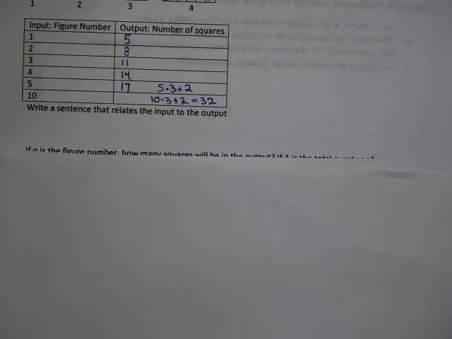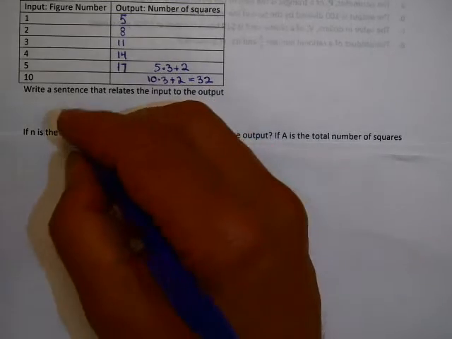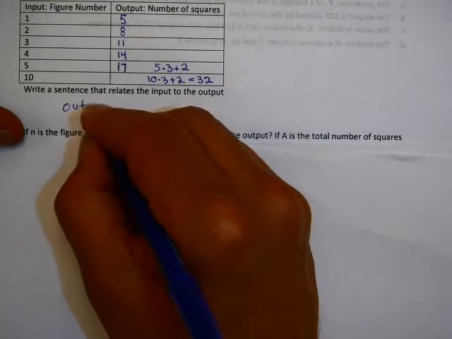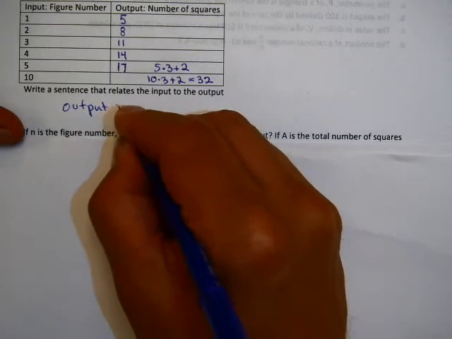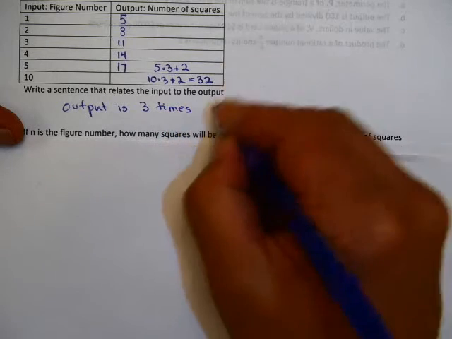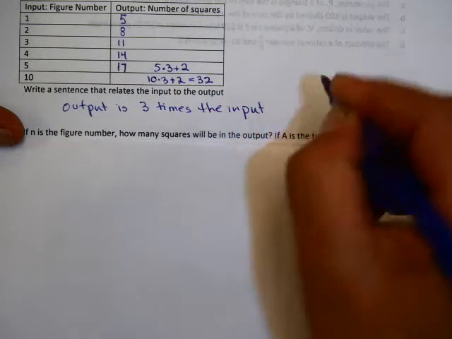So now I'm going to try to write a sentence that relates the input to the output. And I could say, well, the output is 3 times the input plus 2.